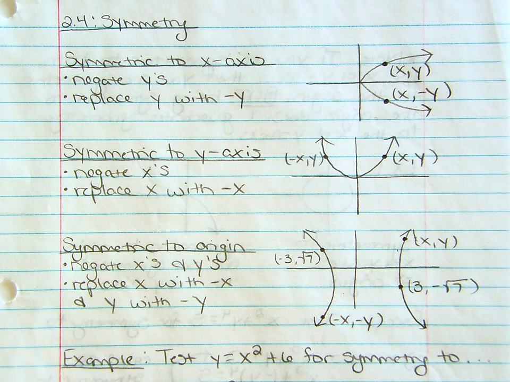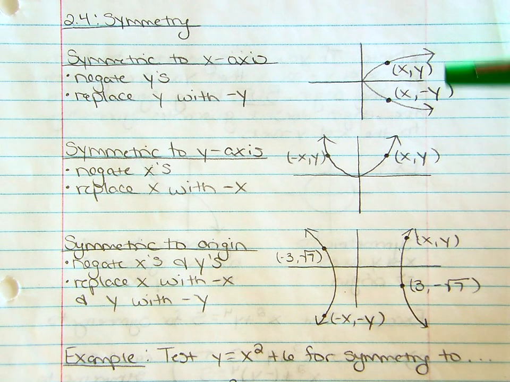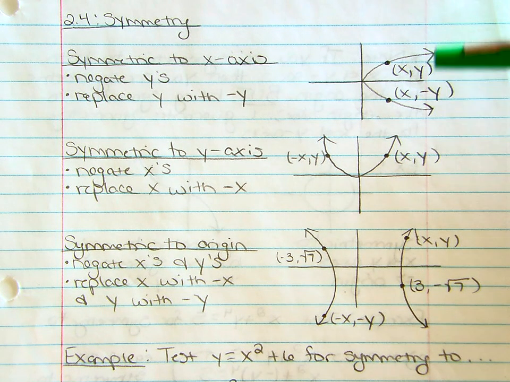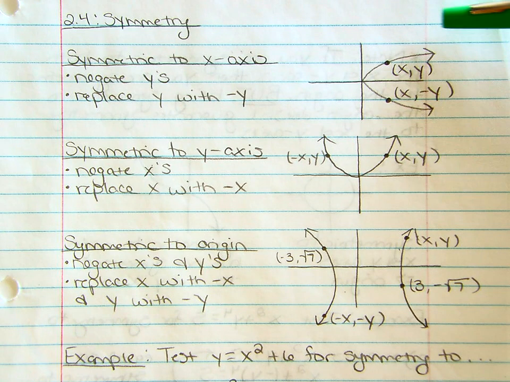So if you are symmetric to the x-axis, that's like our first picture. That's where, if you folded your graph from top to bottom, your graph would lay exactly on top of itself. And really, the only thing that's changing is that your y's are becoming negative. Or if you fold it up, your negative y's become positive. You're negating your y's. So what do we do if we are trying to determine if it is symmetric to the x-axis? We're going to replace y with negative y and see what we get.